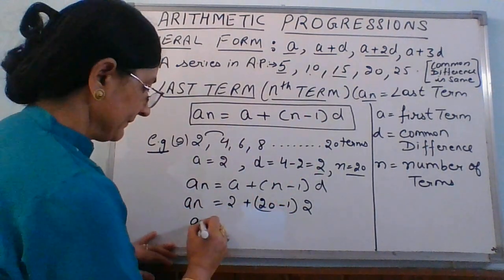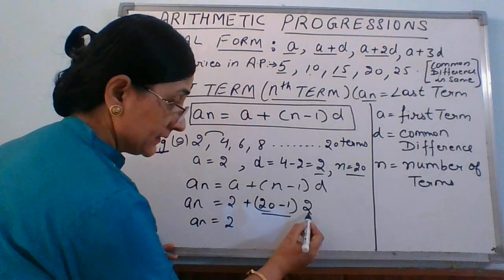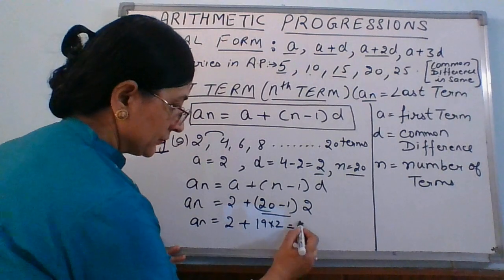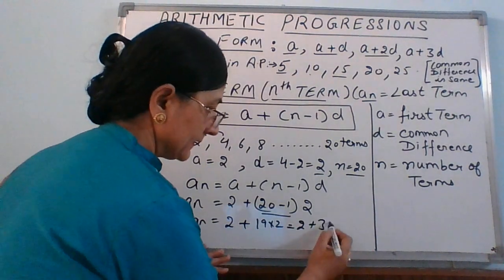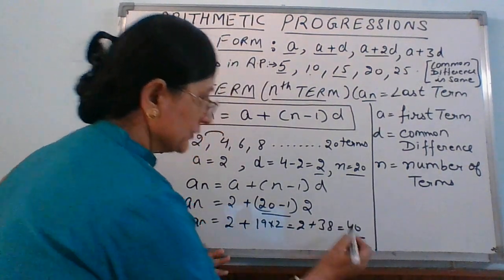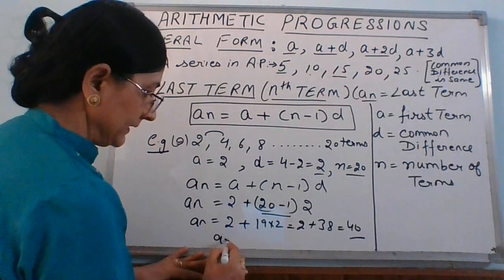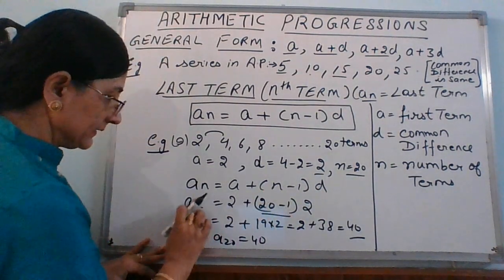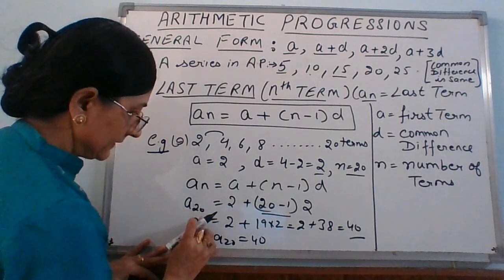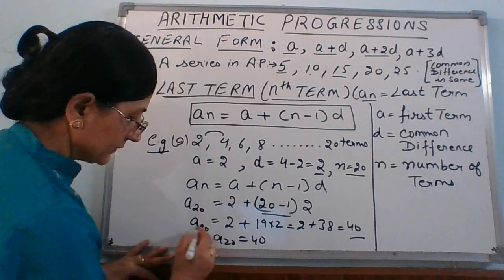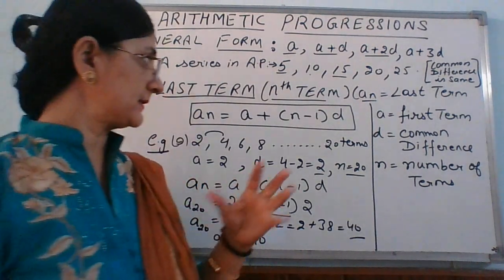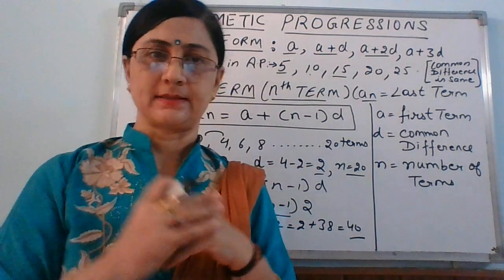Let us solve this. You have to solve the bracket first, don't add first. So here it's 19 into 2, which is 38, then 2 plus 38 is 40. So the 20th term, A20, will be 40. If you know n, you can put n as 20 in the foot of A. So A20, which means the 20th term, is 40. This is how we find out the last term.